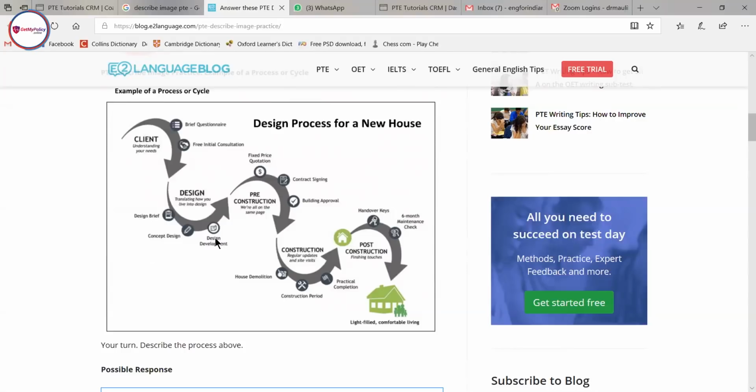Then the next process is pre-construction, and then these three, and finally you get light filled, comfortable living. You got the point? The more labels, the better the image, because you simply start speaking everything that you have.